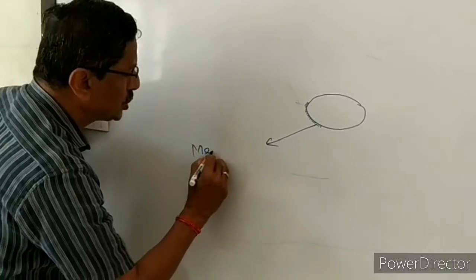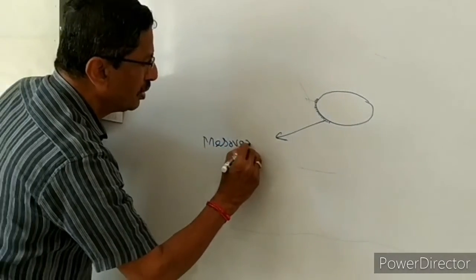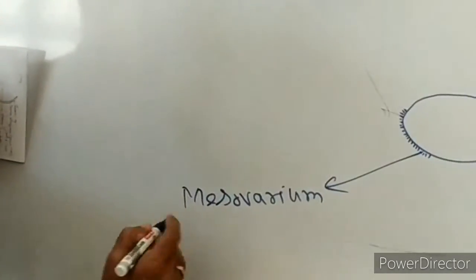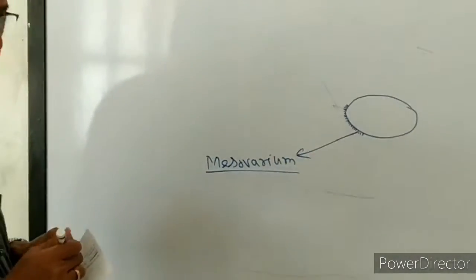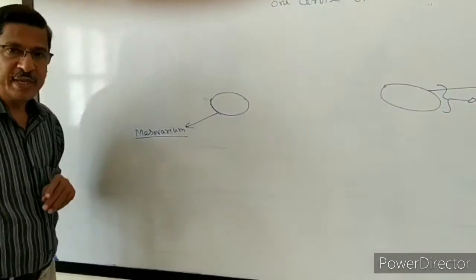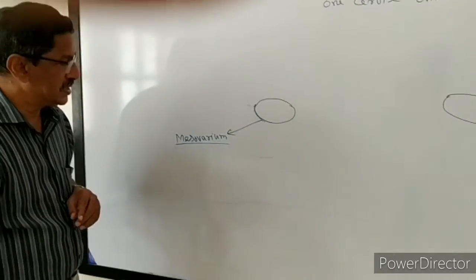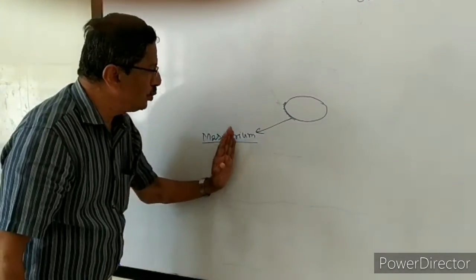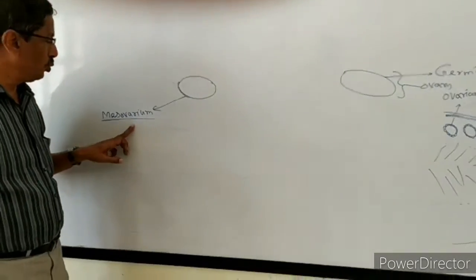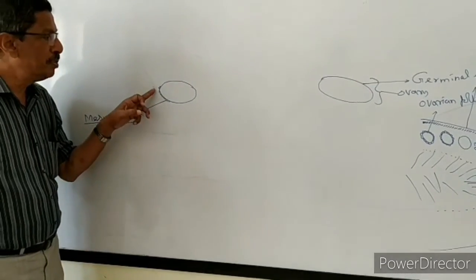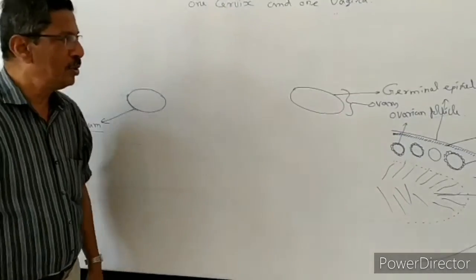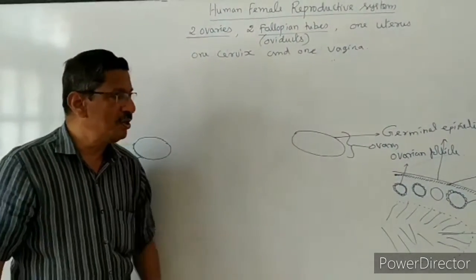mesovarium. Now see the spelling, mesovarium. We can pronounce this terminology in two ways. Mesovarium, ovary, ovarium. Easily you can understand. Mes, M-E-S. Or we can say mesovarium. Whichever is convenient for you, you can use it. Now the mesovarium is the tissue which is binding the ovary with the back body wall. So we have completed the location and the structure of the ovary.